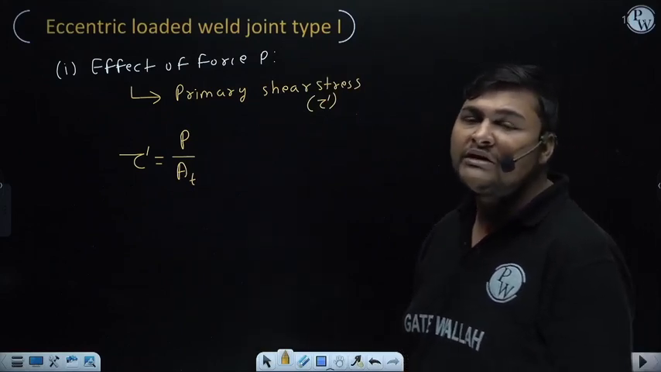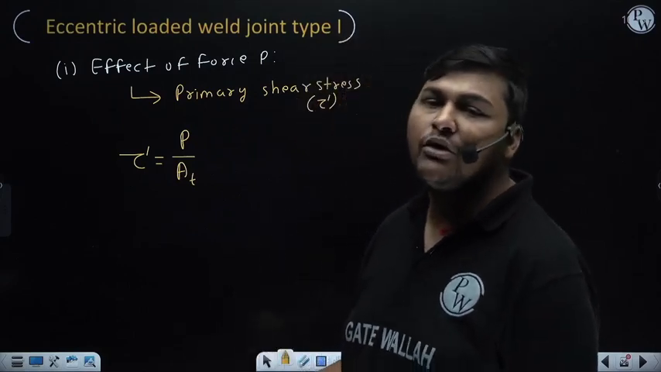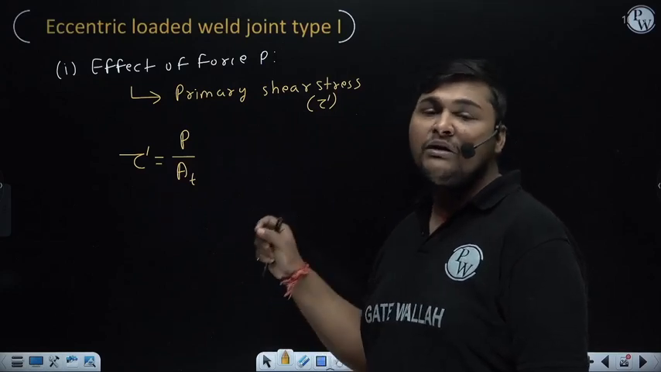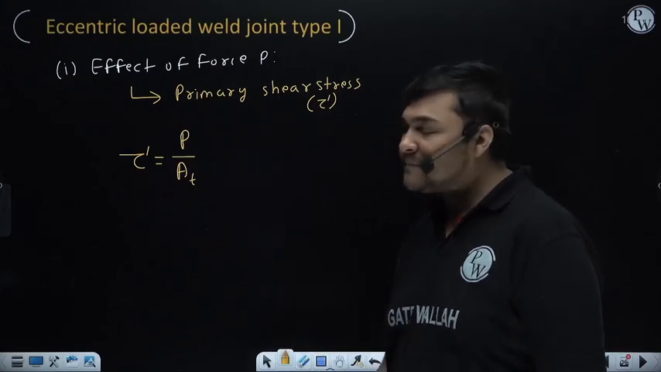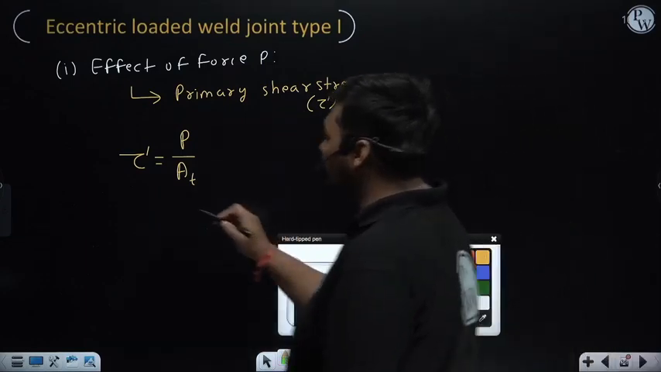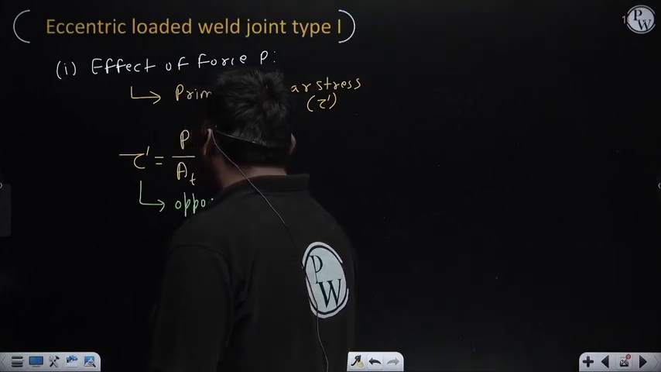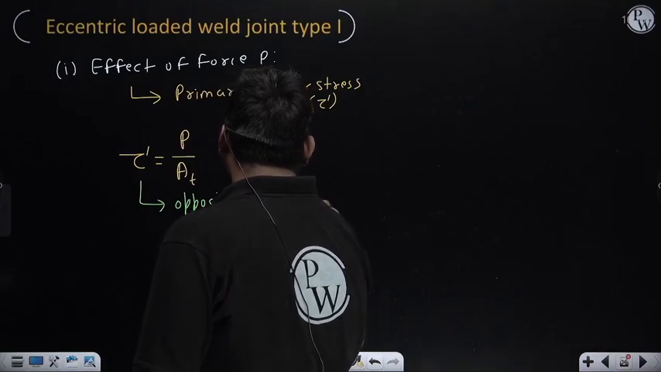Now the next point is how we will find the direction of this primary shear stress, because here direction is also important. When we do design, this direction will play a key role. So the direction of primary shear stress will be opposite to force P. So now I am talking about direction. It will be opposite to force P. I am not going into the derivation.